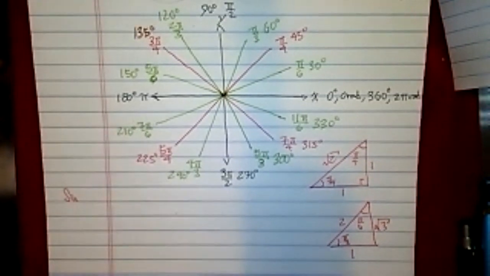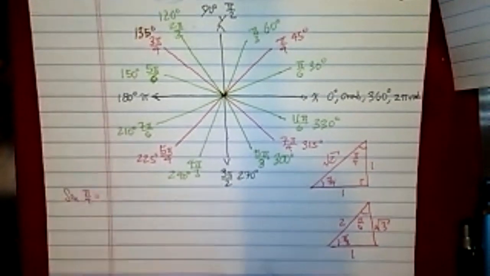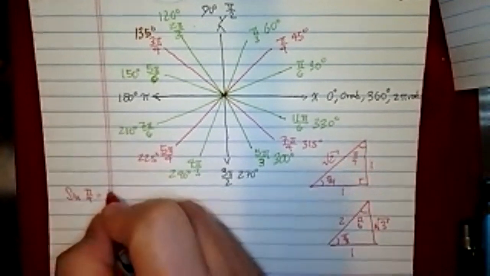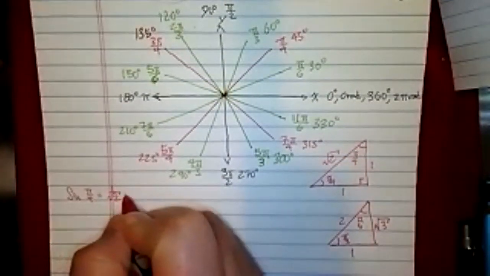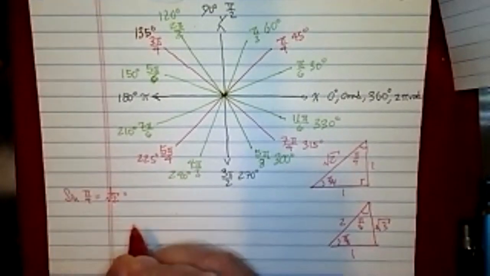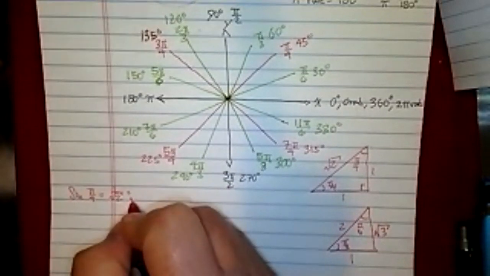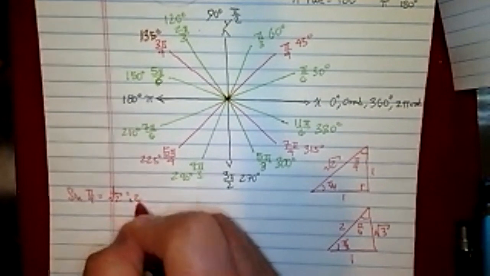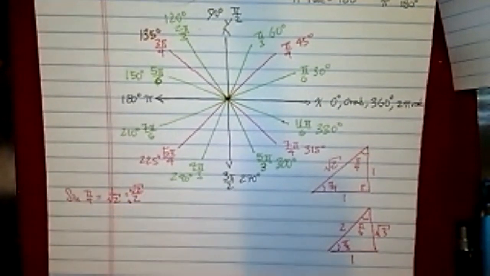Now I will write sine of, let's say, pi over 4, which, remember, is your opposite over your hypotenuse. So that's 1 over the square root of 2. But we don't leave radicals in the denominator. So to avoid that, I multiply by square root of 2 over square root of 2. When you multiply, the bottom just becomes 2, but the top becomes the square root of 2. So that's what our sine of pi over 4 is, square root of 2 over 2.